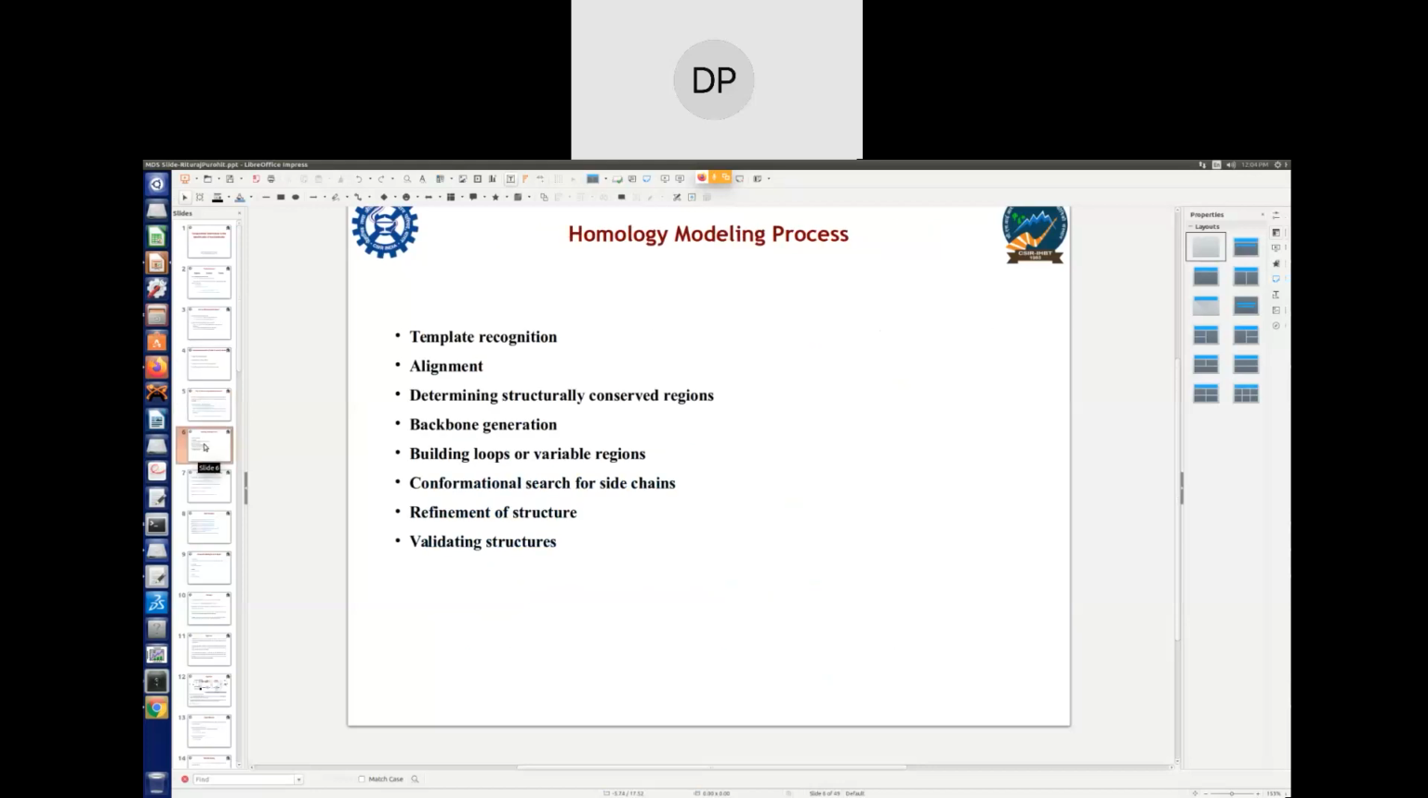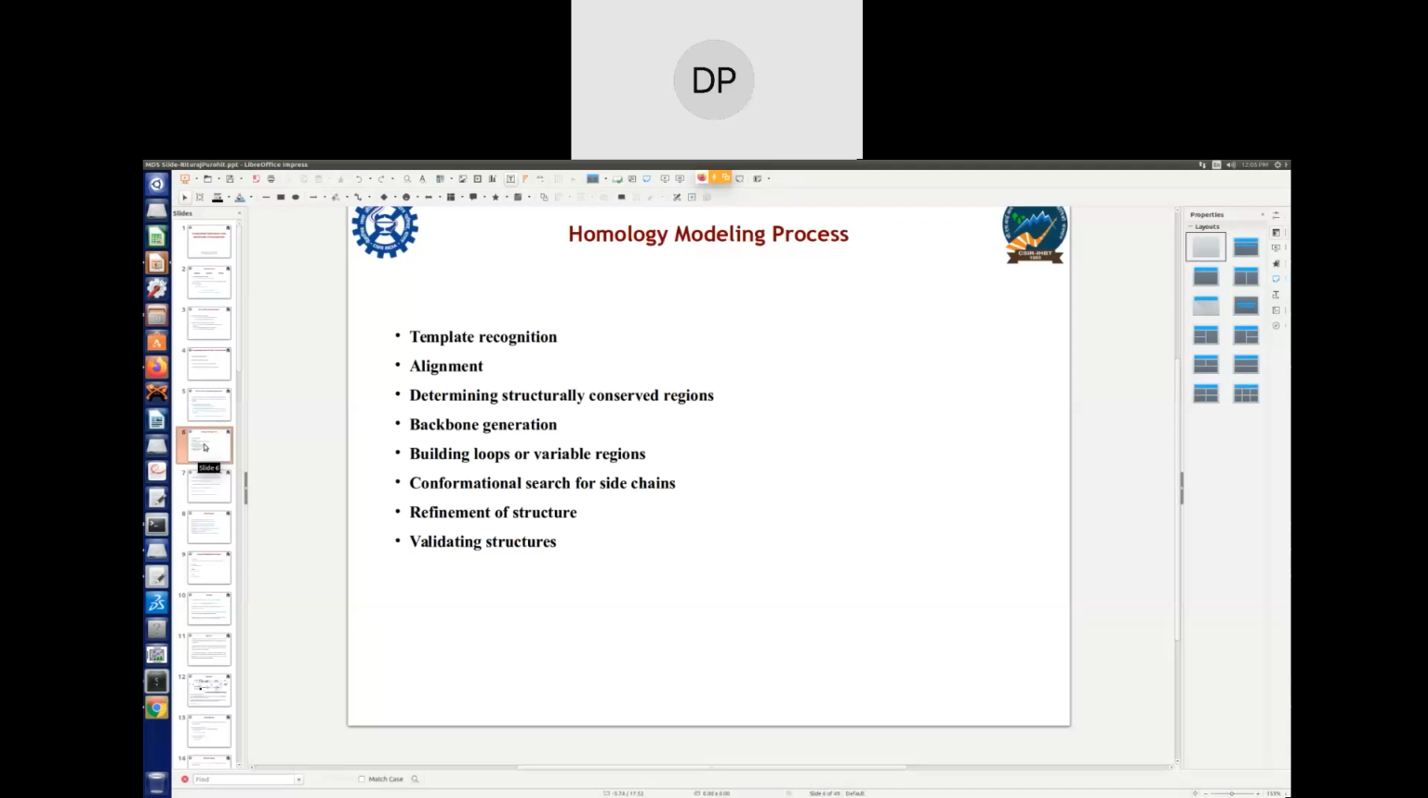Like the first approach, which was homology modeling, which was based on the following steps. You can see the template recognition, alignment, determining the structurally conserved regions, backbone generation, loop building, conformation search, refinement, and validation. So the very first step is template recognition. For this also you need the structure database. The homology modeling process is basically based on the structure database. You should have a proper structure database.